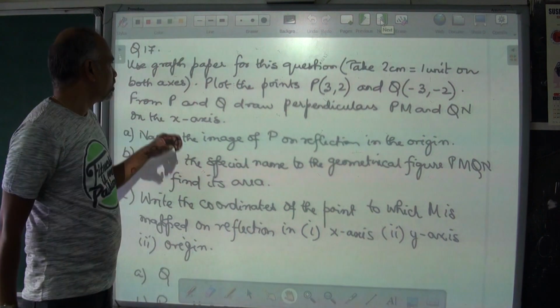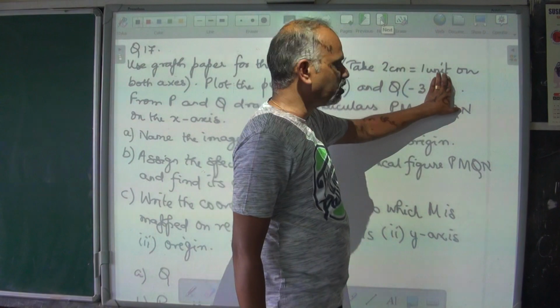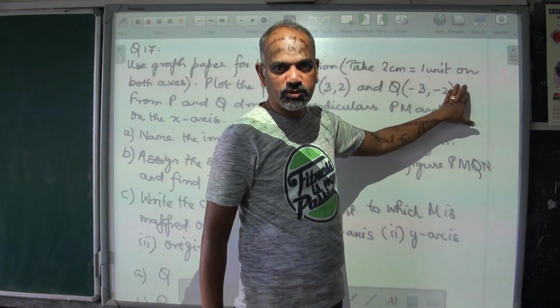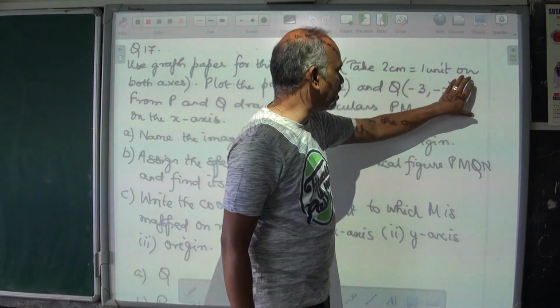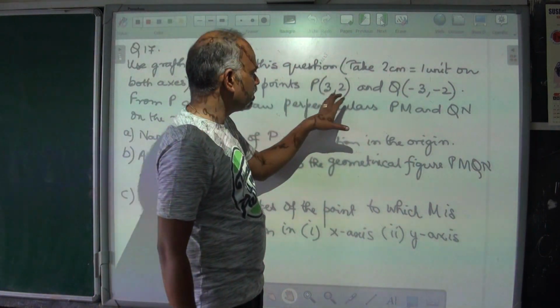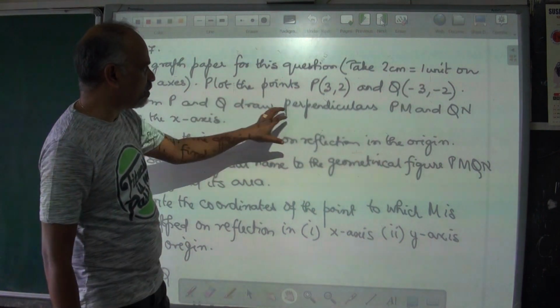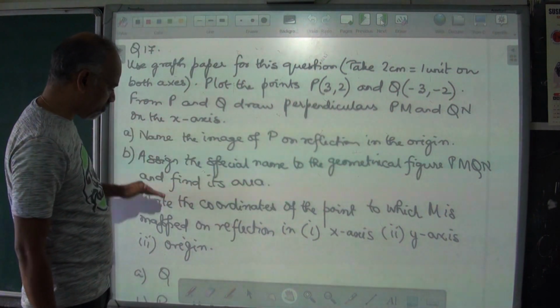This is question 17. Use graph paper for this question. Take 2 centimeter equals 1 unit. In the previous question it was take 1 centimeter equals 1 unit. Now the scale is different. Take 2 centimeter equals 1 unit on both axes. Plot the points P and Q. From P and Q, draw perpendiculars PM and QN on the x-axis. And then there are a few questions.